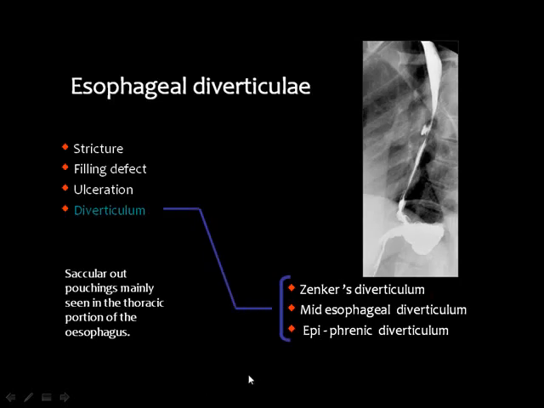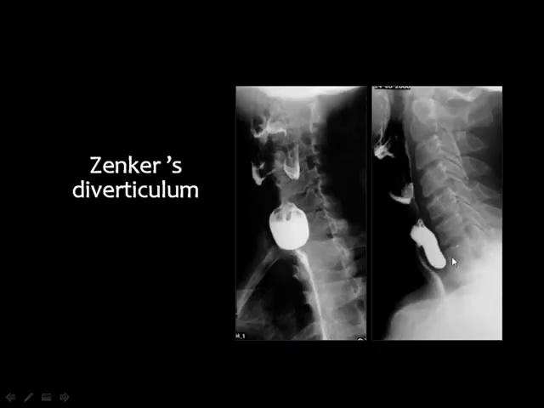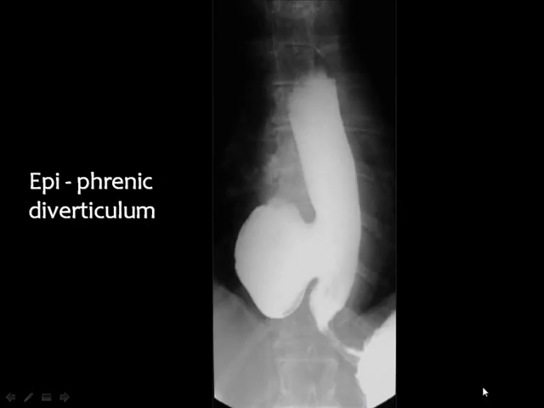Then we come to the diverticula. In the esophagus, we have three types of diverticula. The mid-esophageal diverticulum, like this very small one, and the Zenker diverticulum, which is usually located in the upper part of the esophagus in the cervical region. And this diverticulum classically presents posterior to the esophageal lumen, usually in line with the food of the swallow.